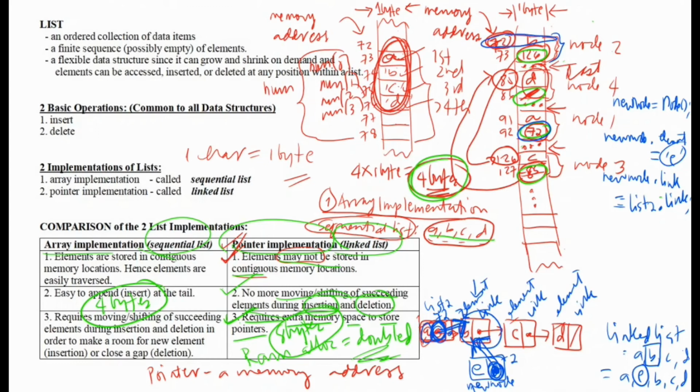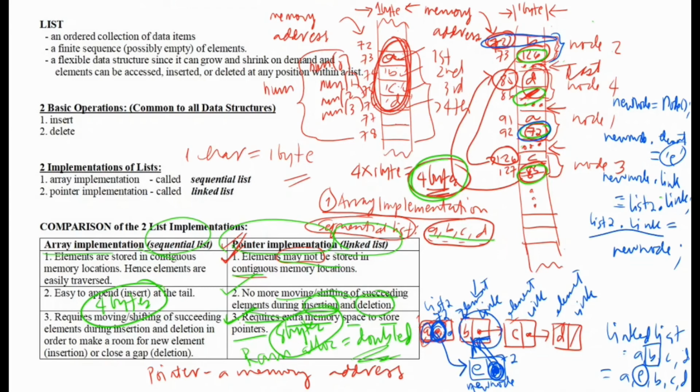And then you make this point here. How do you do that? You would say list2 dot link gets new node. So new node is this node. You cut this one, you make this point here.